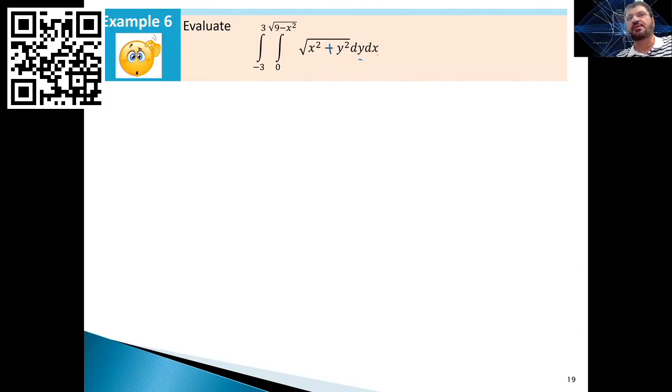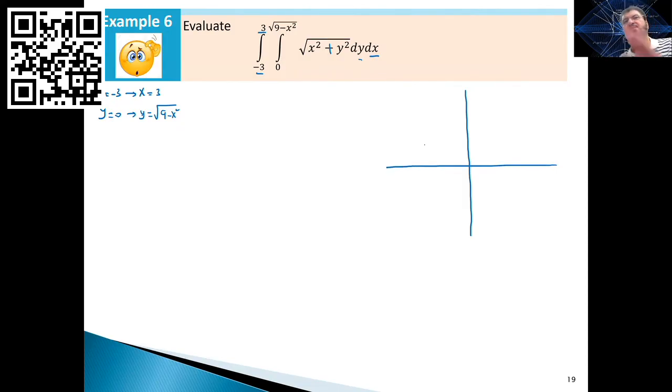So what do we have? X is from where? -3 to 3. So I'm going to copy here. X is from -3 all the way to x equal 3. Y is from 0 to y equal square root of 9 minus x squared. So let's graph this one, guys, here in the xy plane, not in 3-dimensional, but 2-dimensional. Why? Because I'm talking about the region only.